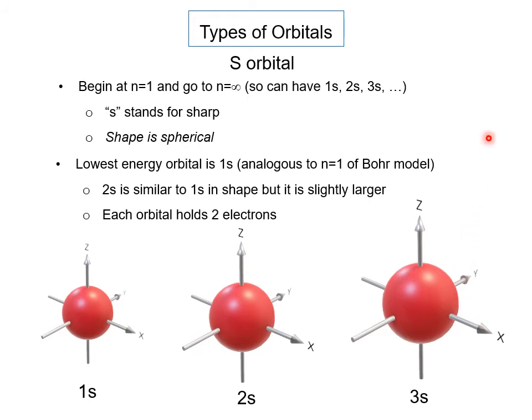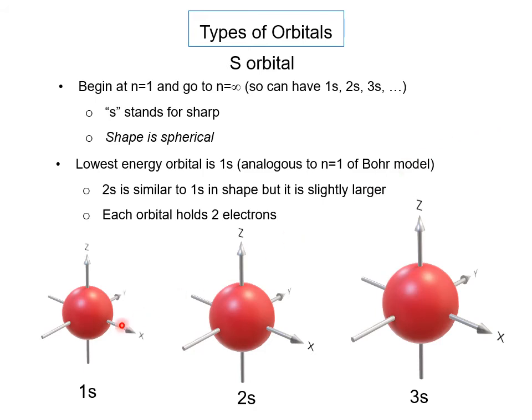We'll start with the s orbitals. The s's begin at n equals 1, and they can go all the way up to n equals infinity. So we can have 1s, 2s, 3s, all the way up to infinity s. S stands for sharp, but a good way to remember is S for spherical. The shape of them is spherical because they're three-dimensional. The lowest energy orbital of all is the 1s orbital, which is analogous to the Bohr model n equals 1. The 2s is similar to the 1s, except that it's slightly larger.